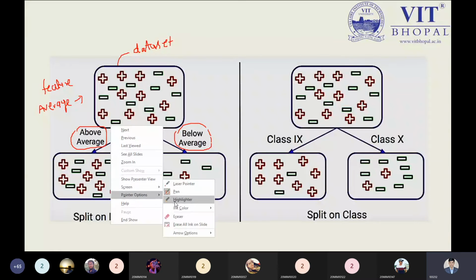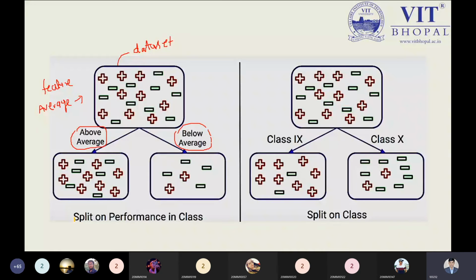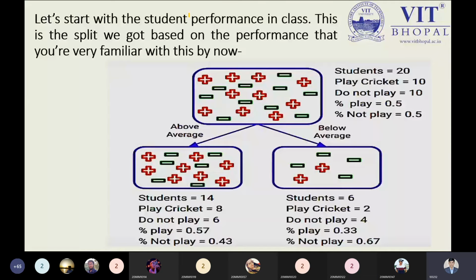So we have this point right now: first, splitting on the performance in the class, which we are doing. I'm not talking about the other point right now; first, I'm talking about the first part. The question is clear? What we have to do? Is it clear? Okay. So let us start with the student performance in the class.